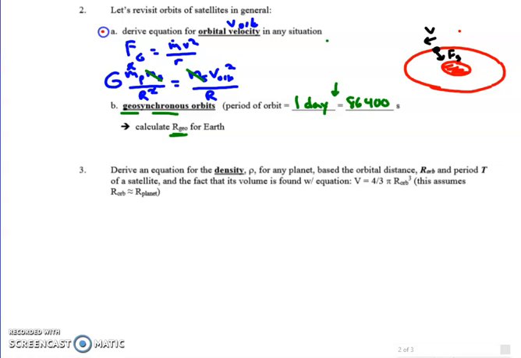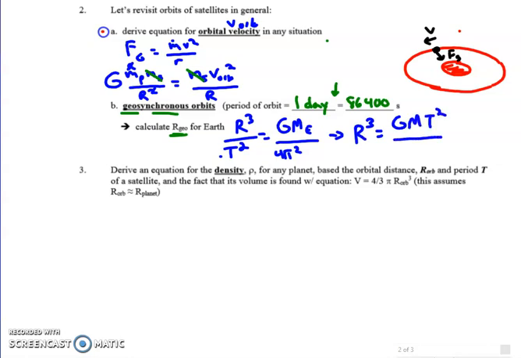So to figure out that distance, we just use Kepler's relationship. In other words, from the very top, we know that r cubed over T squared equals big G, mass of the planet, in this case the Earth, divided by 4 pi squared. We're not solving for the mass of the planet. We assume we know this. We are given T because that's the definition. It's geosynchronous, which means its period is 1 day. We're just going to solve for r. So algebraically, that becomes r cubed equals G M T squared all over 4 pi squared.